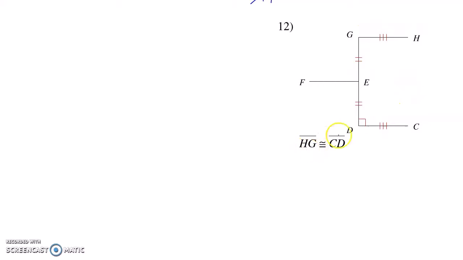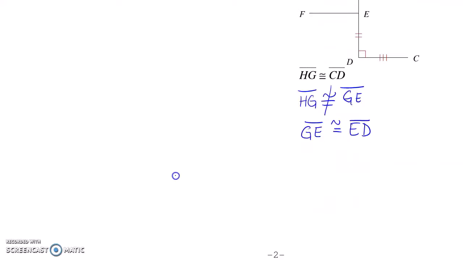So at number 12, is HG with the 3 marks congruent to CD with the 3 marks? Yes. But HG is not congruent to GE because this has 3 marks, this has 2. So the markings need to be identical in order to indicate congruence. We do have GE is congruent to ED. We don't know if FE is congruent to anything at this point.